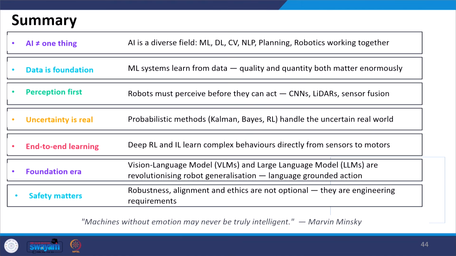So, to summarize, AI is a diverse field that we have seen. Data is the foundation, and perception is the first thing which we do with the help of sensors. The uncertainty challenges are real, so we can use probabilistic methods to take care of that. Then there is end-to-end learning and the foundation model era. You have vision language models, VLMs, and LLMs revolutionizing robot generalization, and of course, in doing all these things, the prime concern of the user, that is safety, has to be taken care of. Okay. So, with this I would like to close. Thank you.